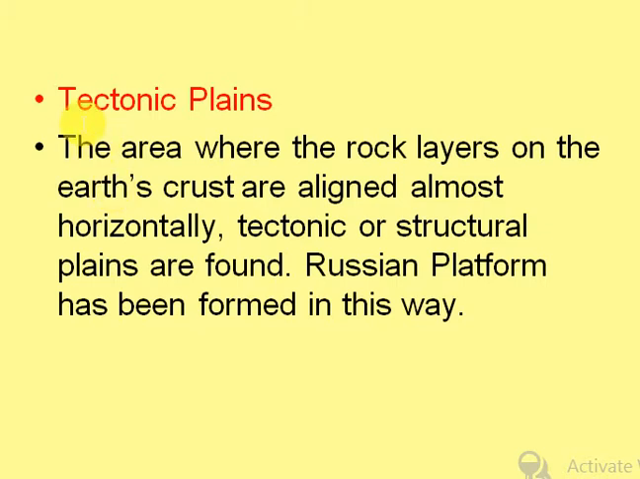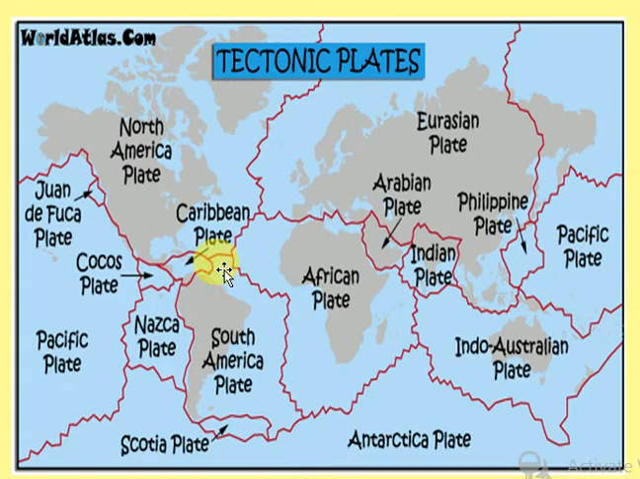Let us first discuss the tectonic plains. The area where the rock layers of the earth's crust are aligned almost horizontally, tectonic or structural plains are formed. The Russian platform has been formed in this way. So where a lot of tectonic activities are taking place, in those areas also plain areas are developed. Let us see a good example.